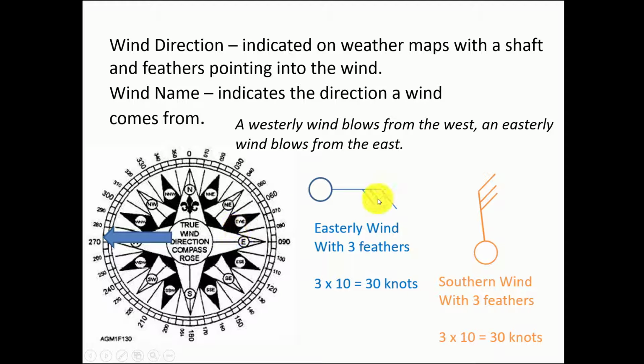They're actually pointing into the wind. And so the arrow essentially goes in the opposite direction of the feathers. So can you visualize where the arrow would go for the orange example? It's a southern wind, slightly off center, again with 3 feathers. So if you predicted that the arrow would be in this approximate location on the compass rose, you were correct.